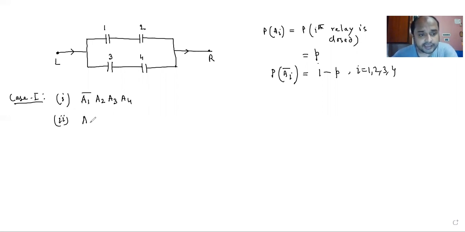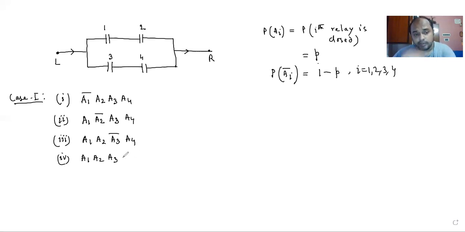This is one event. I'm just marking the events. Another case you can consider is that you can do the similar thing with A2. Then also there will be a circuit from L to R. Then you can do a similar thing with A3, keep it closed and the rest open. That is another. And the last one, you can do the same with A4, keeping relays 1, 2, 3 open and relay 4 closed. So these are the 4 sub cases under case 1.